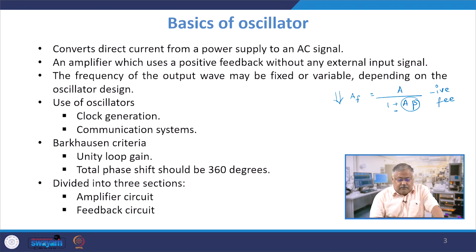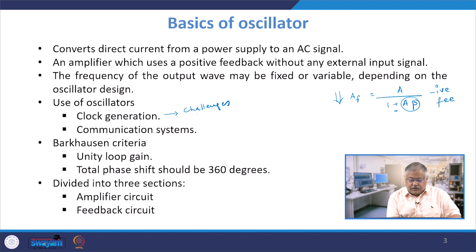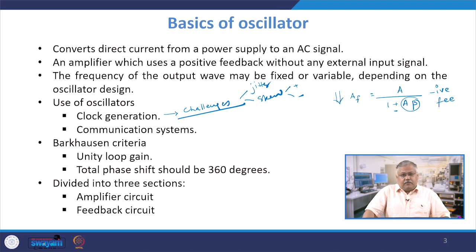Now, the problem with clock generation is that there are multiple challenges which you face, and they are jitter and skew. Within skew you can have positive skew and negative skew, and then jitter will be available with you. We will come to that as we move ahead, but these are a few challenges which you face when you design it for the purpose of clock.